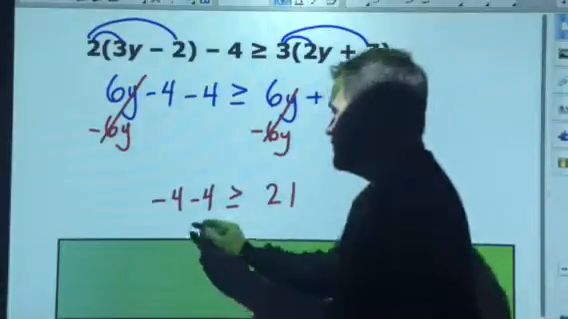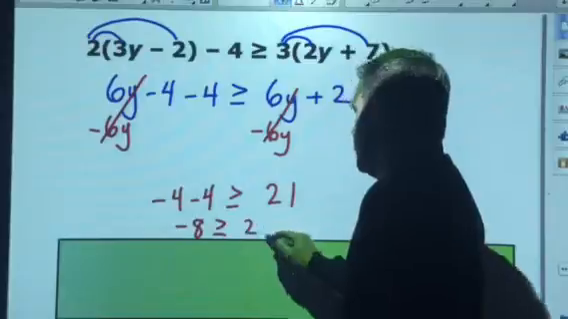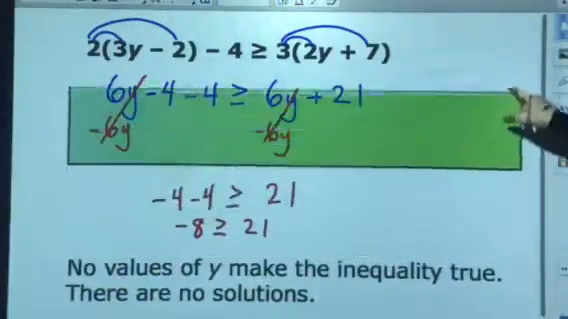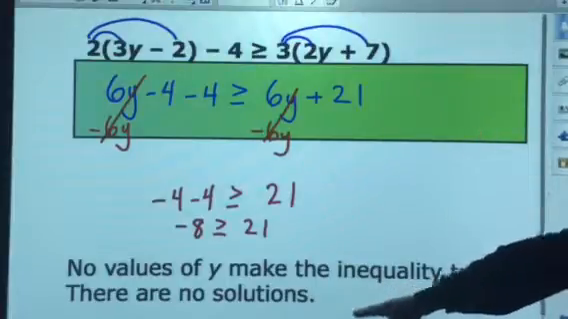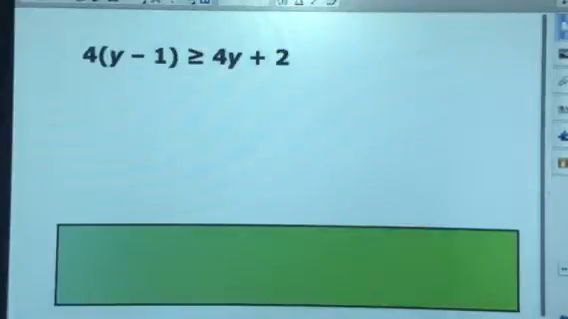Okay, but to go through it the rest of the way, so -8, is that greater than or equal to 21? And the answer is no. So therefore, this is a contradiction. There are no solutions that could be fit in for y to make this true. Okay, let's take a look at one more.